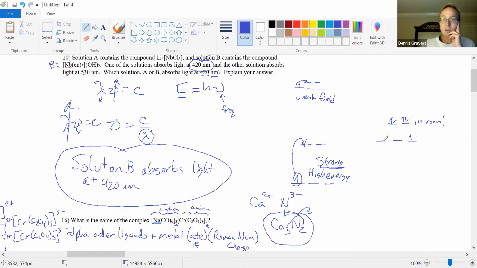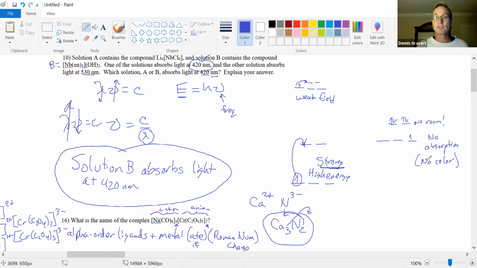So you'll have electrons down here, but they can't jump up. There's no room. Each orbital can only hold 2 electrons. You're going to get no absorption, which means there's no color. Light will just go through it.